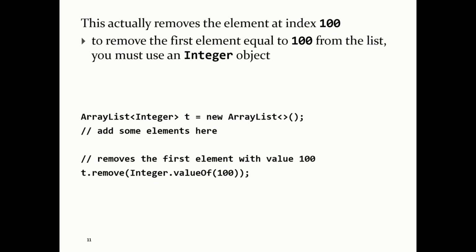If you actually want to remove the value, the object whose value is 100, you need to pass in an Integer whose value is 100. And there are multiple ways to do this. You can use Integer.valueOf, and that will make an Integer object whose value is 100. You could write new Integer(100), that would also work. On the previous line, you can make an Integer variable j and set it equal to 100, and then remove(j). That would work as well. But as soon as you pass in an int, Java thinks that you're calling the remove method that removes by index.